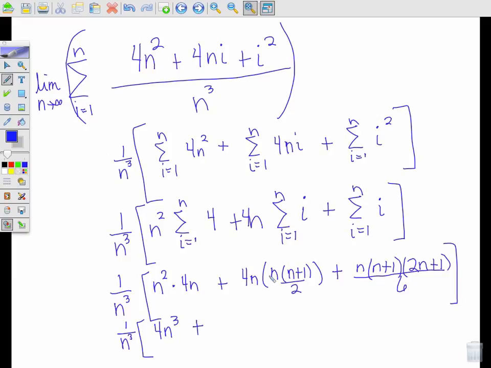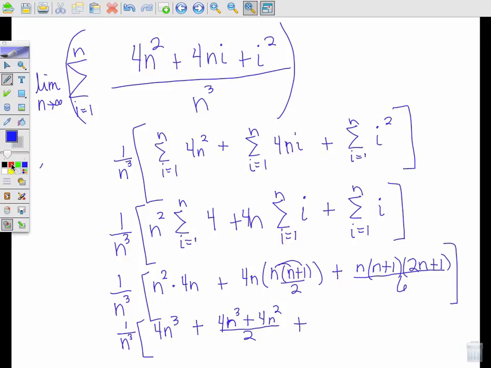Plus, if I distribute my n times n plus 1, it would be n squared plus n, times 4n to the third. So I'm going to distribute that. That's n squared plus n. So 4n times n squared, and then 4n times n would be plus 4n squared. That's all over 2. I'll work on simplifying in a second.